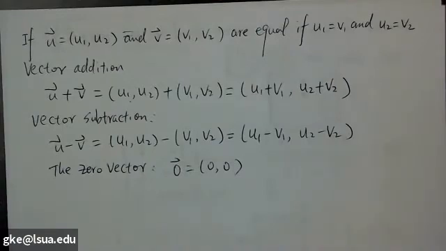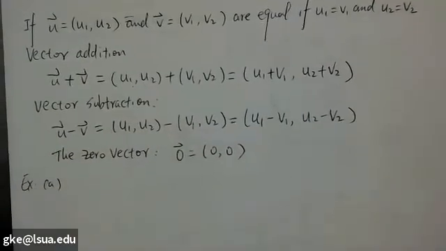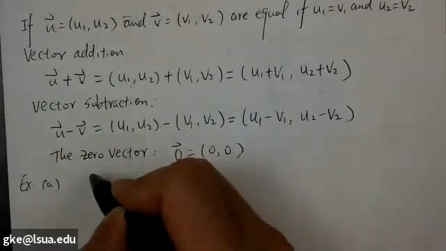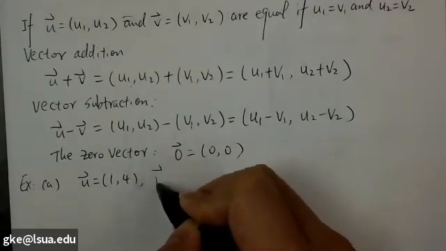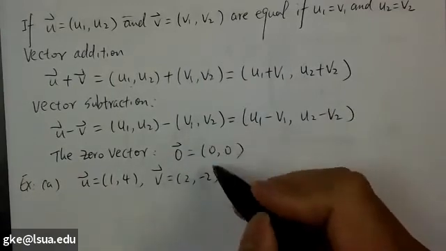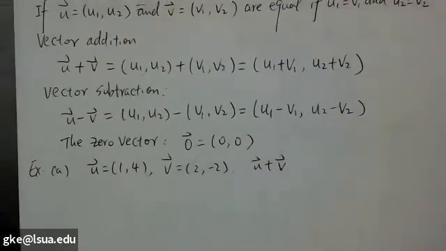Since you guys already know some basic idea about the vectors, I want you guys to calculate the examples. Okay, some examples. Let's take a look. The first one, example one. U equals (1, 4). V equals (2, -2). Then calculate this for me. Try it.